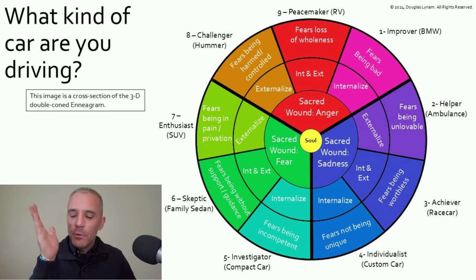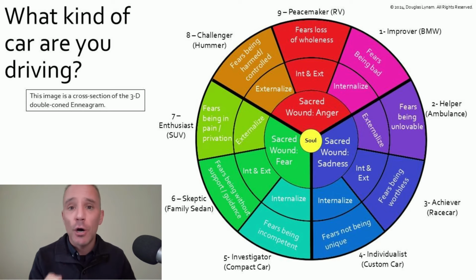Now I'll jump to the 4. So 4 is the individualist. I call them the custom car. They have this deep internalized sadness about how they perceive themselves, and so they feel like they don't have an identity. They don't know who they are. They're always looking to stand apart, pull back from conventionality, and do things differently. So Steve Jobs was a classic 4. The tagline for Apple was "Think Different." And that's a pretty good tagline for 4s in general.